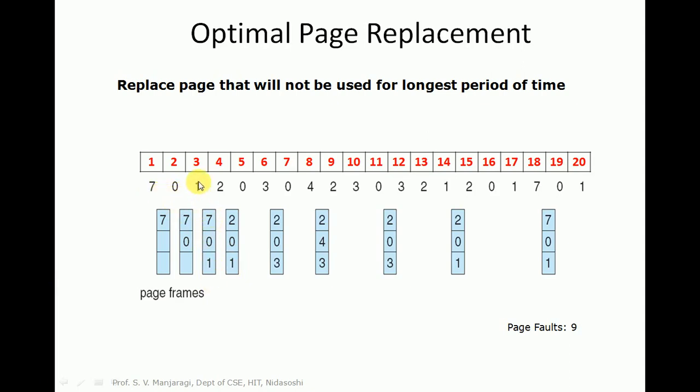7, 0, 1. The next page reference we make is 2. Check whether 2 is present in the memory or not. So 2 is not present here. Again a page fault occurs, but there is no free frame available in the memory. So page 2 is present on the disk, and we are supposed to bring that page to the memory, but to load that page to the memory, there is no free frame left here. So we need to go for page replacement.